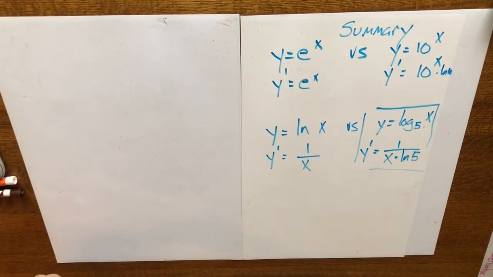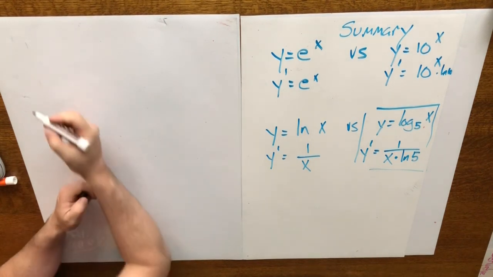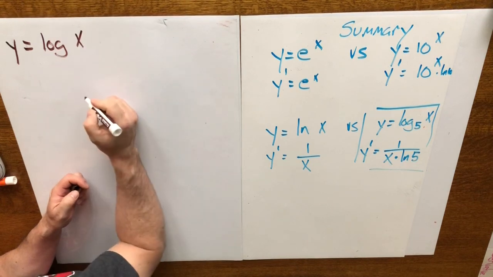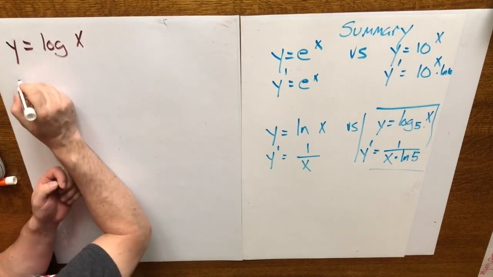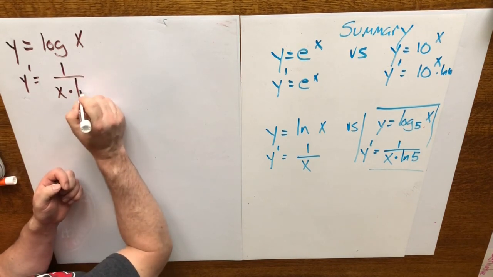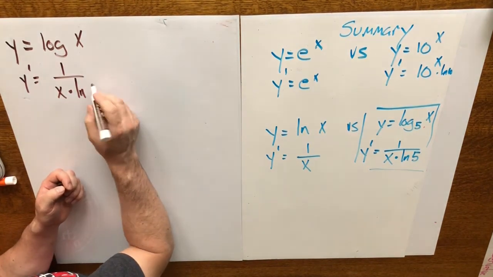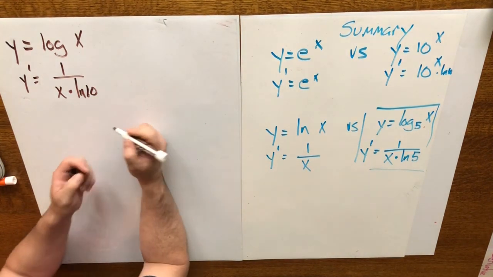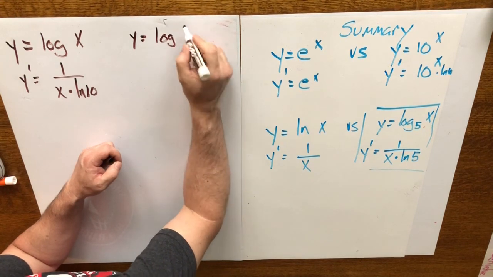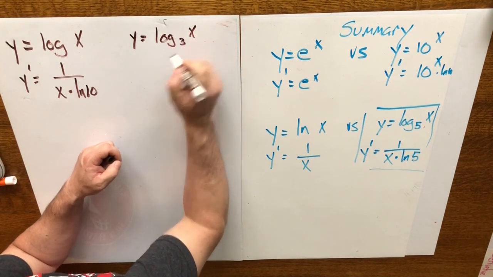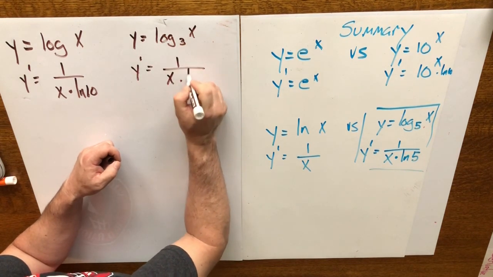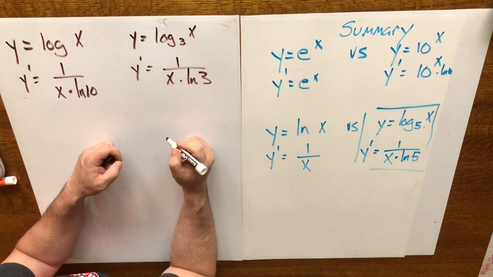So let's begin with some examples. Y equals the log of x. Remember, that means base 10. So y prime equals 1 over x times the ln of the base. And the base is 10, so we would say ln 10. If y equals the log of x to base 3, then you'd say y prime equals 1 over x times the ln of the base.